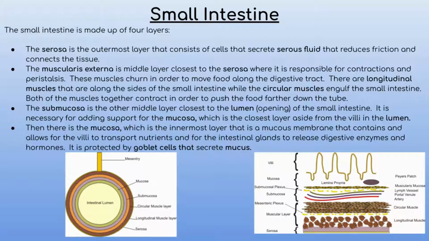The next layer is the submucosa, which is the other middle layer closest to the opening of the small intestine, or lumen. The submucosa helps support the mucosa, which is the closest layer aside from the villi in the lumen. And finally, we have the mucosa, which is the innermost layer. It is a mucous membrane that contains and allows for villi to transport nutrients and for the intestinal glands to release different enzymes and juices. Mucus helps protect the inside and is made by goblet cells in the mucosa.